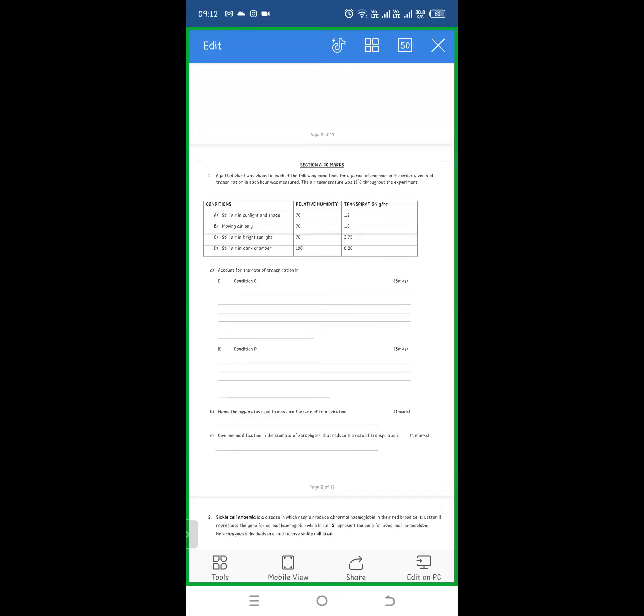Are we talking about condition C or setup C? Okay. Still air. For still air, we know that either way, wind, either moving or still, has some impact on transpiration.